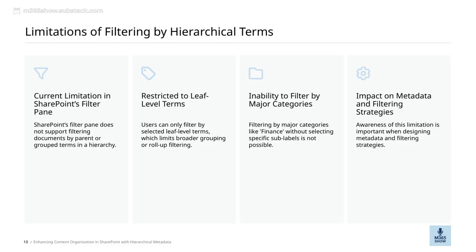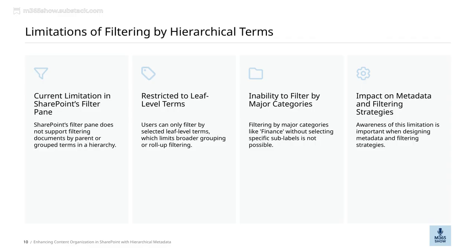Understanding the limitations of filtering by hierarchical terms is really important when we're designing our metadata and filtering strategies in SharePoint. One key point to keep in mind is that filtering by broad categories like finance without selecting specific sublabels simply isn't possible. This means if you want to filter all finance-related documents, you need to be aware that you can't just pick finance, at a higher level and see all related files.